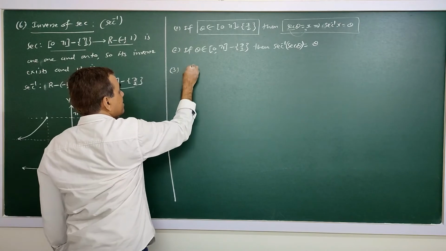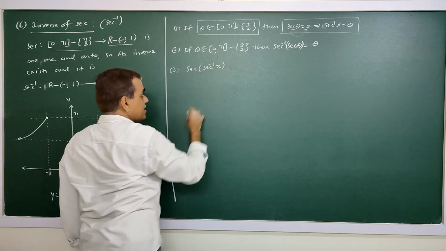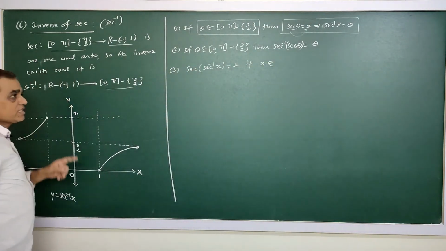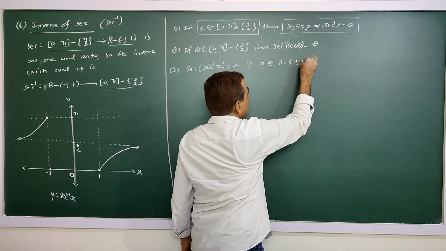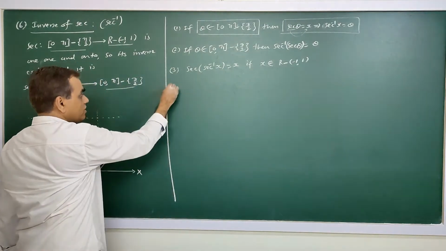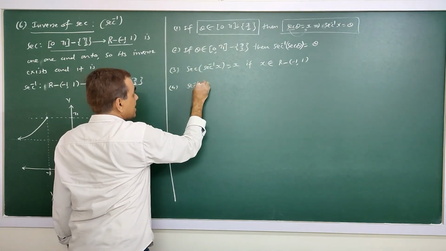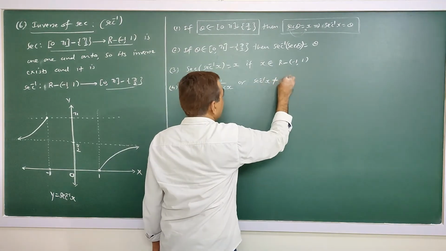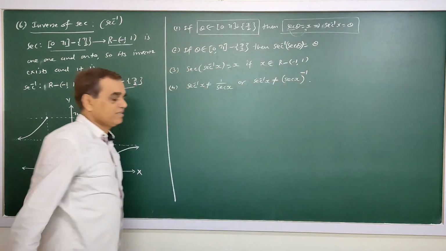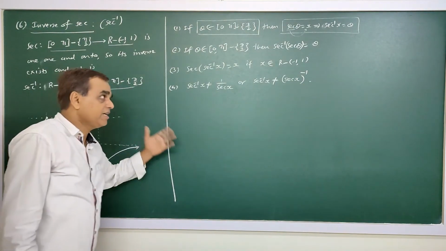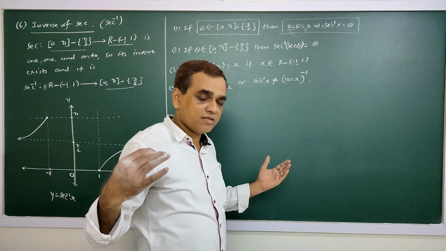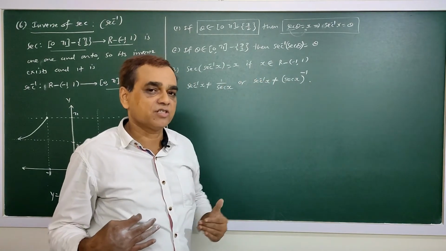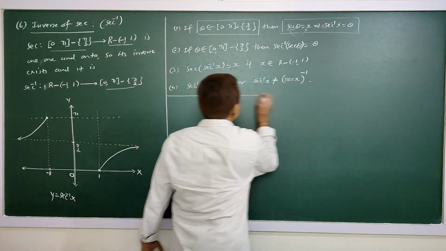And the third property: the outer is sec, the inner is sec inverse. Sec of sec inverse x is x, if x belongs to the domain of sec inverse, R minus (-1, 1). And the fourth property is sec inverse x is not equal to 1 upon sec x, or sec inverse x is not equal to sec x raised to minus 1. These properties can also be understood by taking similar examples, keeping this domain and codomain in mind, as we discussed in the 5 functions. So this was about sec inverse.